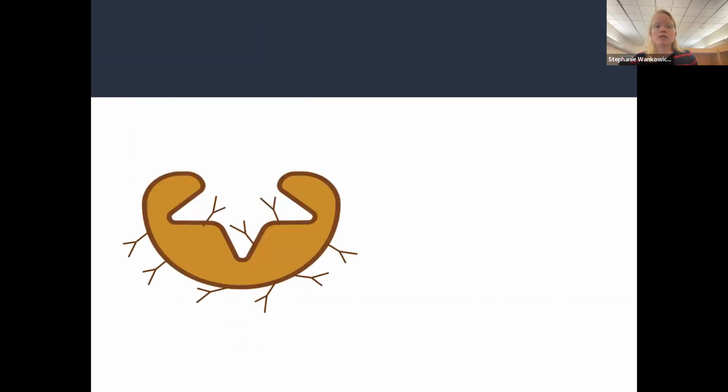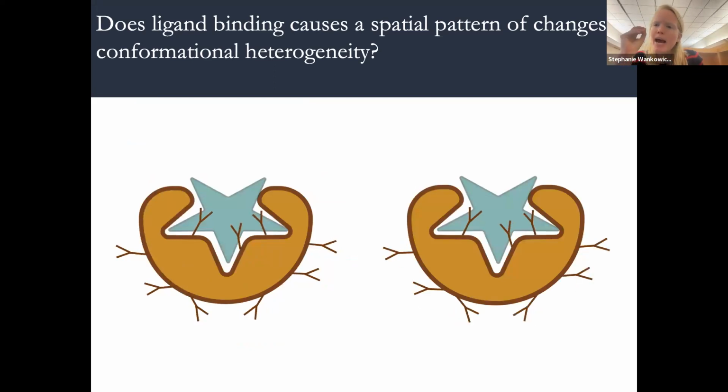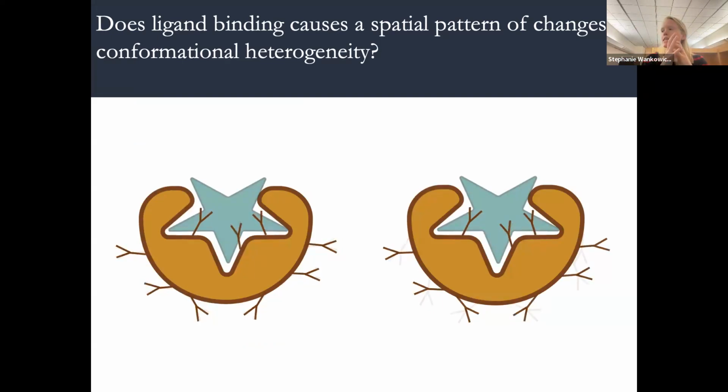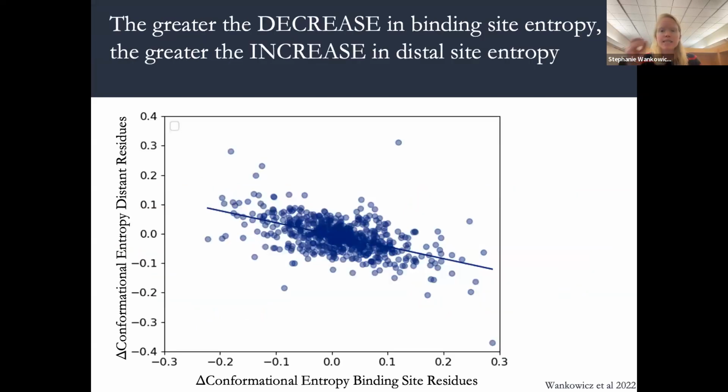And so this led us to a model where you have an apoprotein with conformational heterogeneity, conformational entropy changing across the entire protein. And then you have a ligand come in and the binding site gets less flexible. But for distant sites, we really had no information. Either the entire thing became less flexible, or distant sites tended to compensate by increasing their entropy. And this is exactly what we saw.